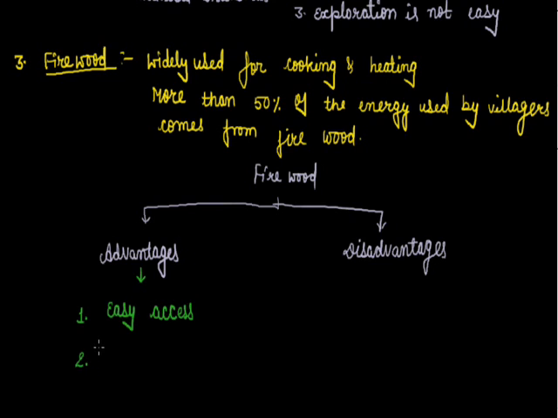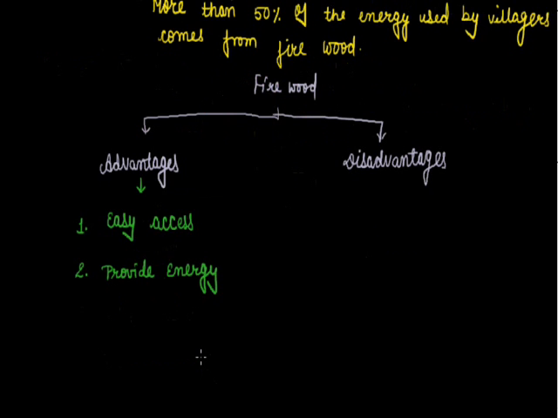The second is provide energy to a large number of people. I have told you that in our India more than 50% of the energy used by villagers comes from firewood. That's why we can say that it provides energy to a large number of people, basically in our villages. But it also has some disadvantages.